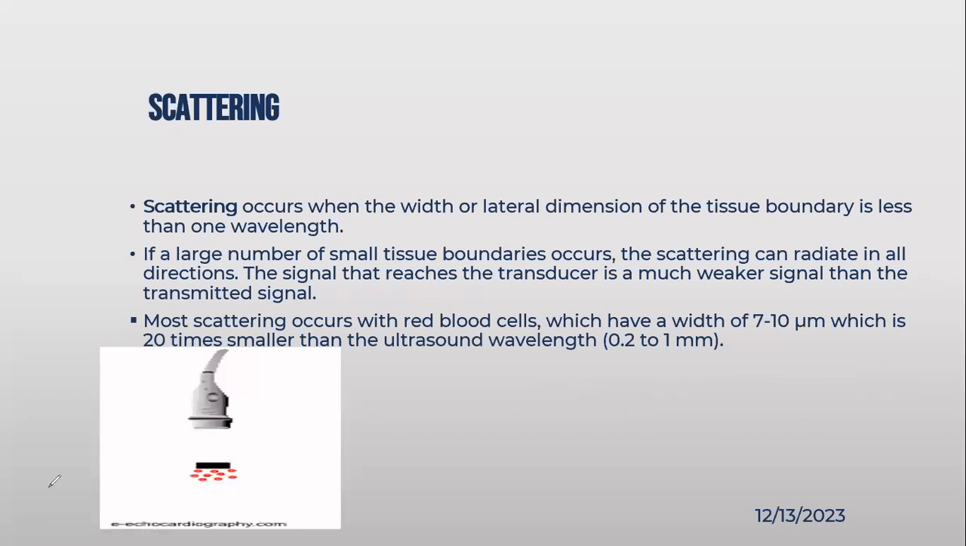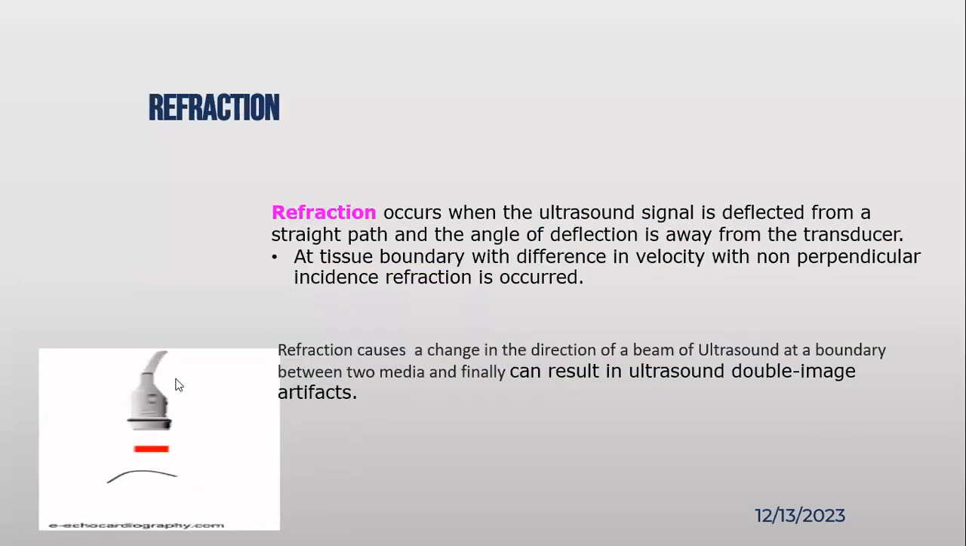What do you have next? Refraction. Refraction occurs when the sound signal is deflected from the straight path, and the angle is away from the transducer. At a tissue boundary with a difference in velocity and no perpendicular incidence, it will happen. So when the sound is coming and the tissue is not straight, but bending, the angle is not the same. That means the sound will be deflected and go far away.